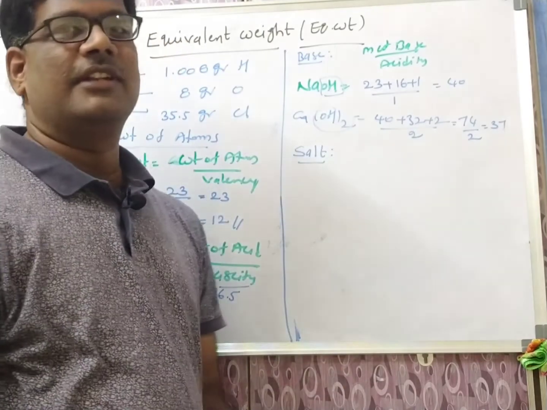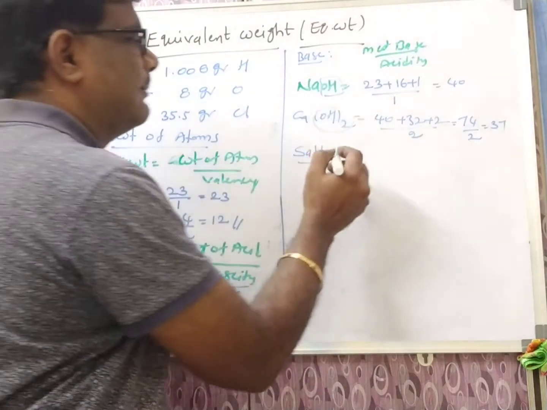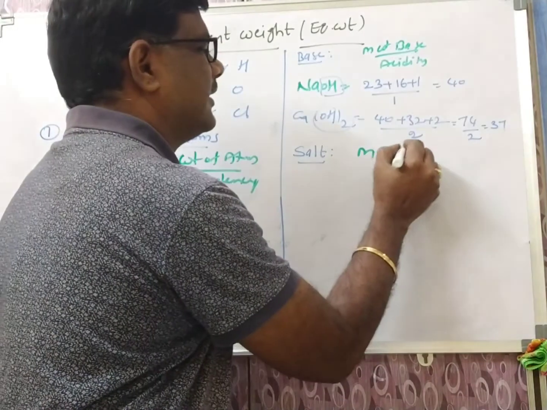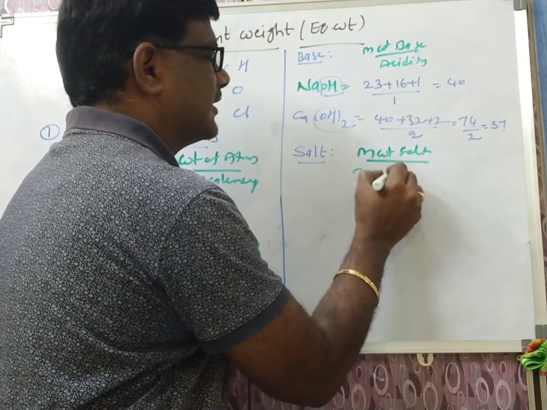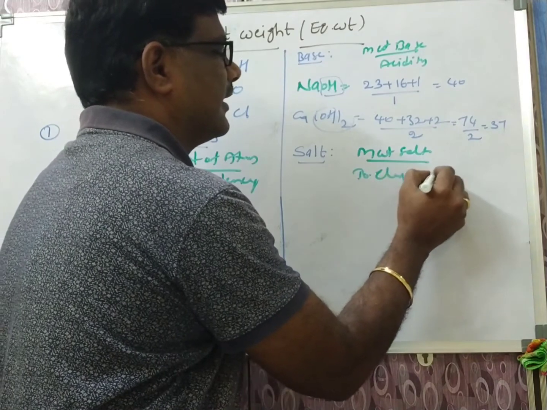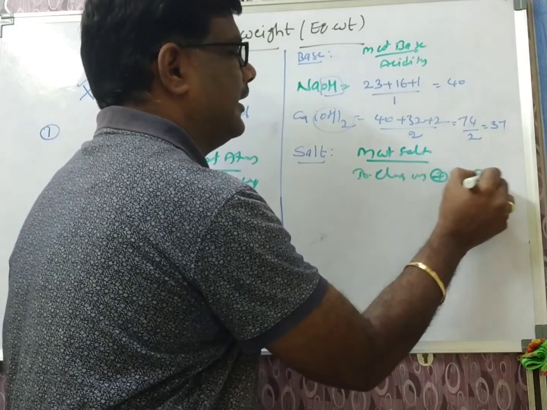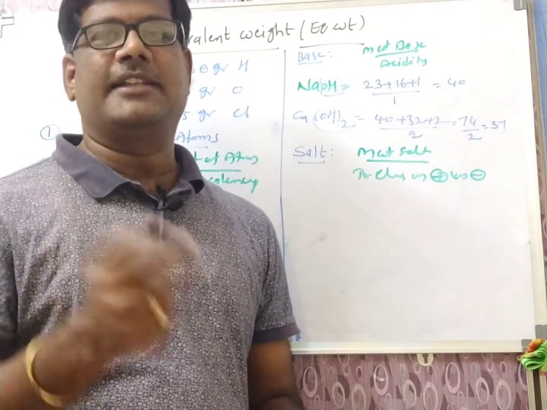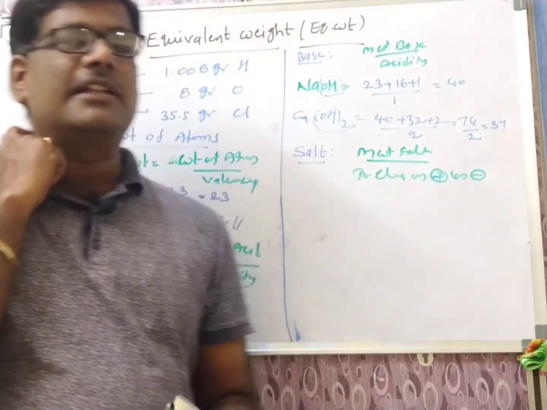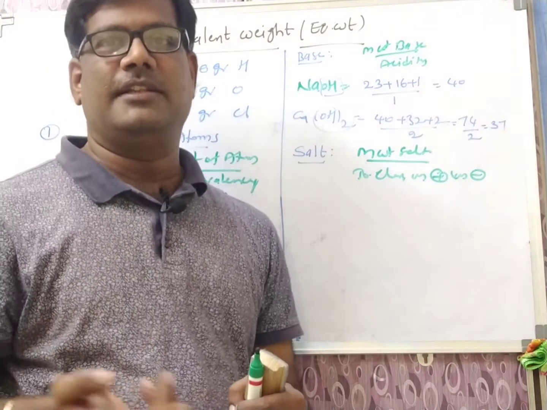So in order to calculate the equivalent weight of the salt, the formula is the molecular weight of the salt divided by the total charge on the cation or anion, either of them. A salt will have a plus ion and a minus ion.